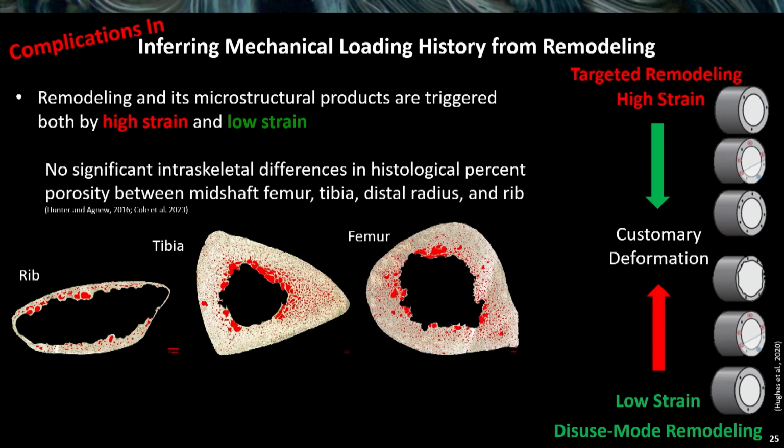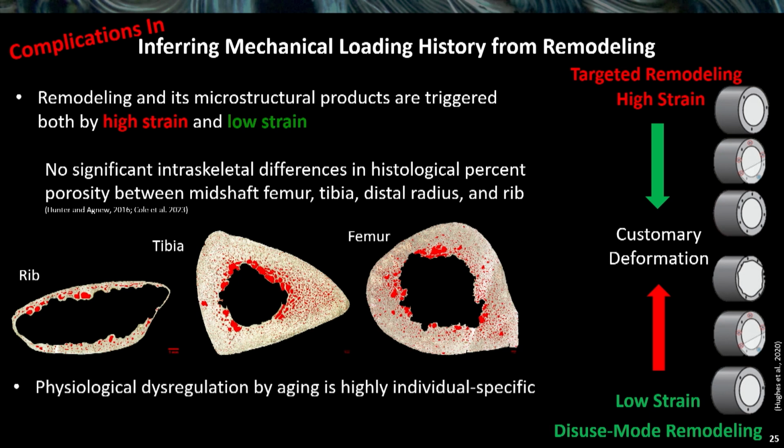And this is exhibited by the fact that several studies have found no significant intraskeletal differences in percent porosity between bones that experience highly different loading mechanisms and amounts of load. So the rib, the femur, the tibia, and the distal radius, histologically, have all been found to have essentially equivalent percent porosity. So obviously there's some sort of other regulation going on other than absolute strain.